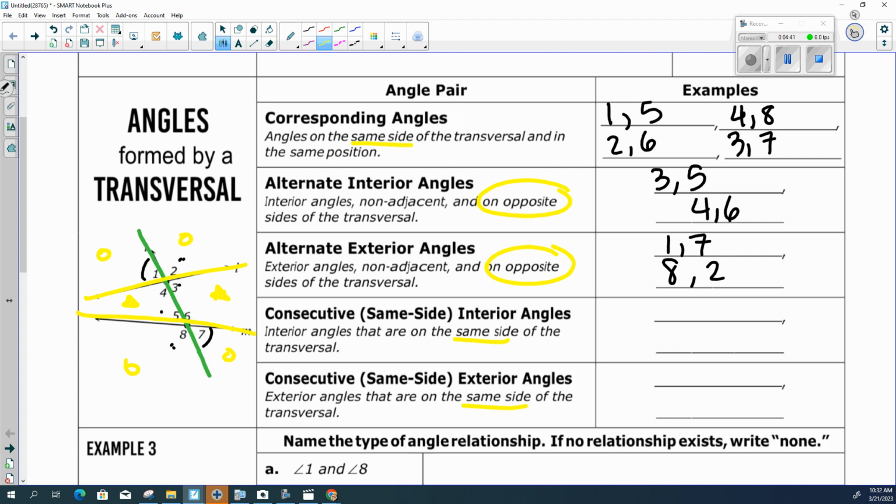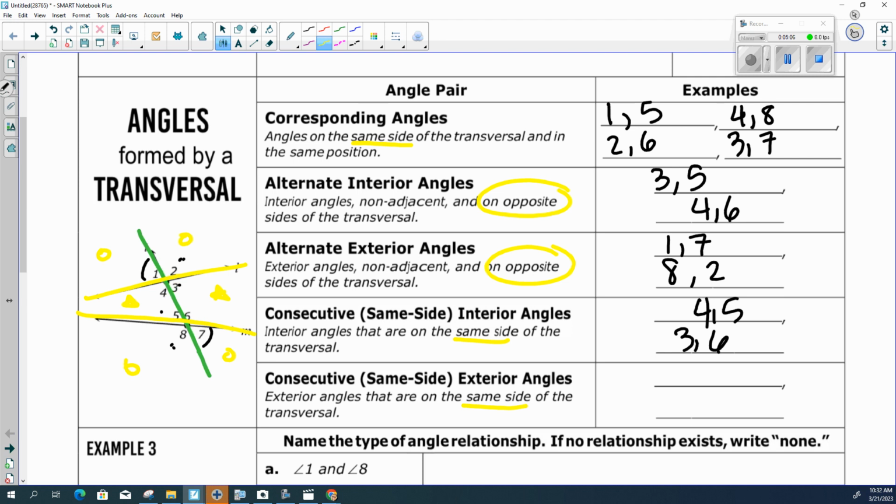So consecutive interior. Again, let's look to the interior. I have stars there, yellow stars. So 3, 4, 5, 6, but they're on the same side. Same side of the green line, same side of the transversal. 4 and 5 are on the same side of the transversal and by the stars. And 3 and 6 are on the same side of the transversal and inside in the interior.